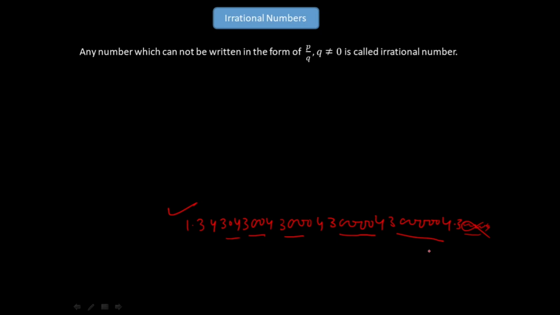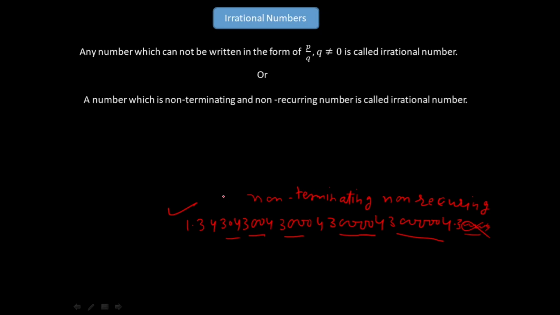So what I want to tell you here is that this kind of number is called non-terminating, non-recurring. Such kind of numbers are known as irrational numbers. So a number which is non-terminating and non-recurring is called an irrational number.